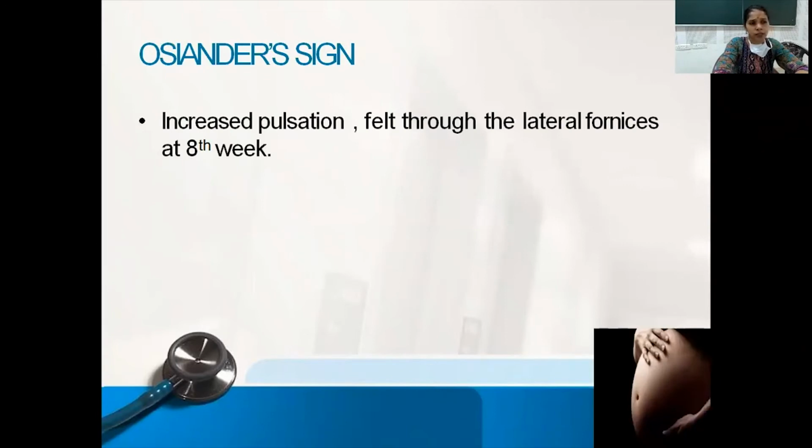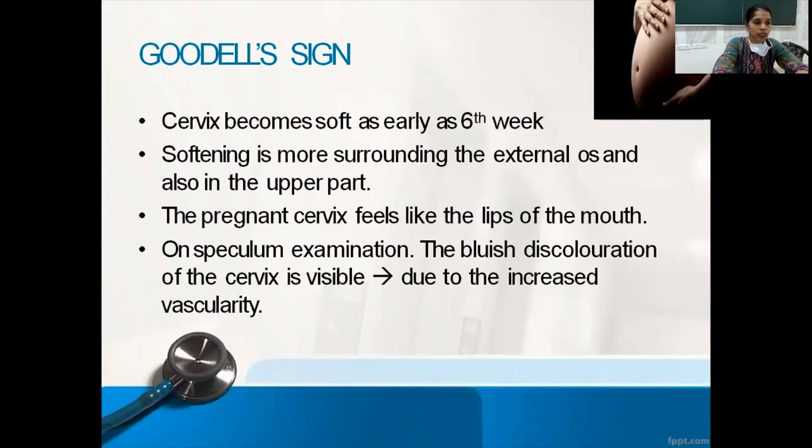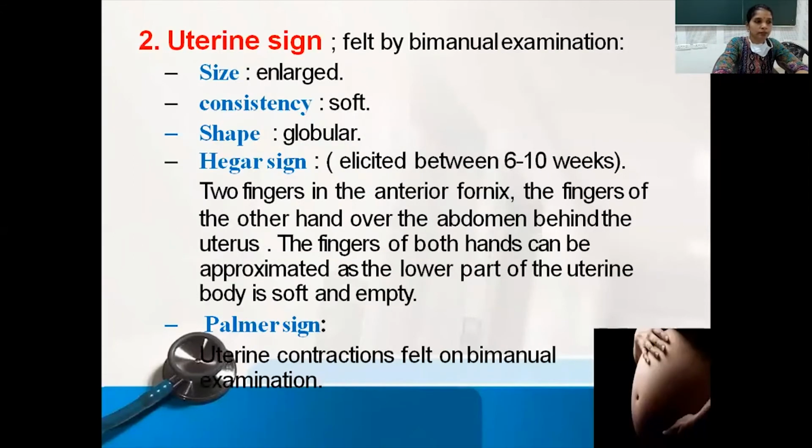Osiander sign: increased pulsation felt through the lateral fornices at the 8th week. Goodell sign: the cervix becomes soft as early as the 6th week. The softening is more around the external os and also in the upper part. The pregnant cervix feels like the lips of the mouth. On speculum examination, bluish discoloration of the cervix is visible due to increased vascularity. So these are the pelvic signs, and there are some other signs by manual examination, but we usually don't do them in the first trimester unless indicated.